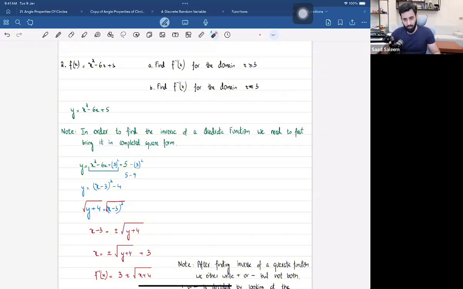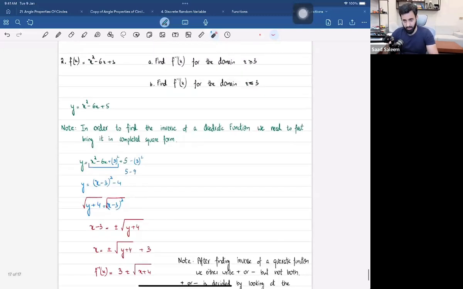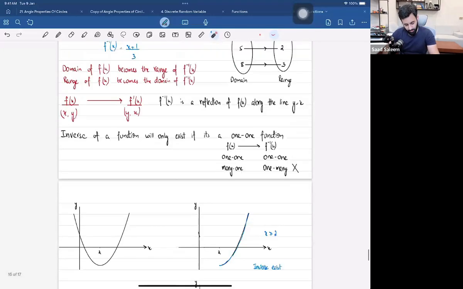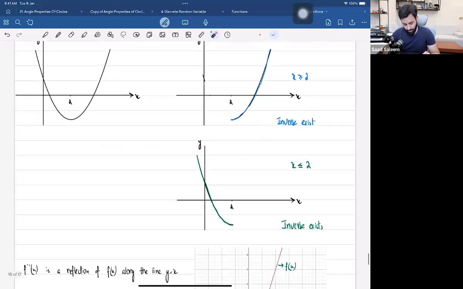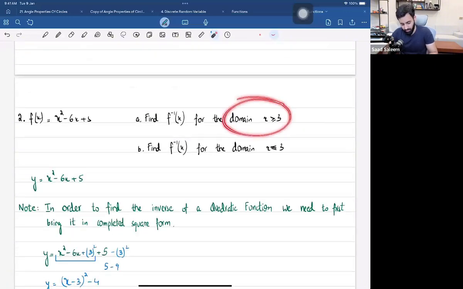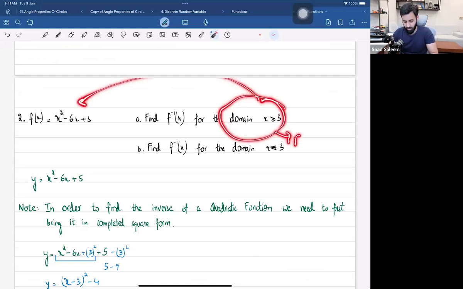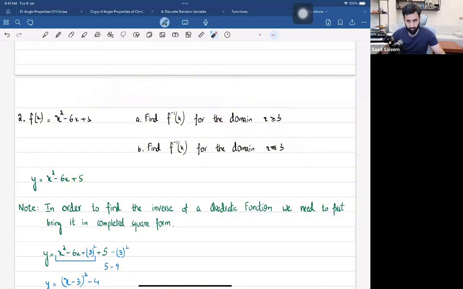Okay, great. I'll explain. Notice the domain of f of x becomes the range of f inverse of x. So if this is the domain of f of x, then this should be the range of f inverse of x as well. Correct?